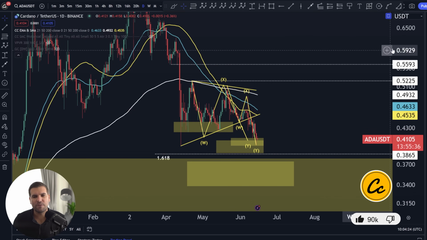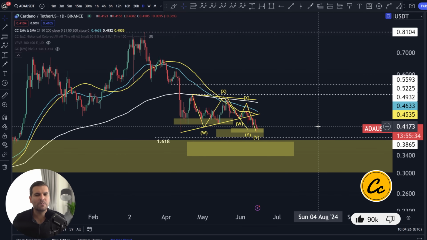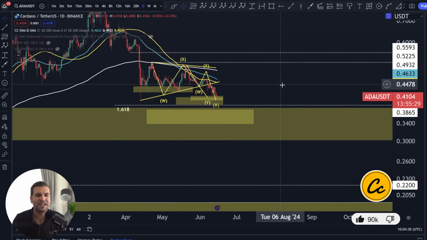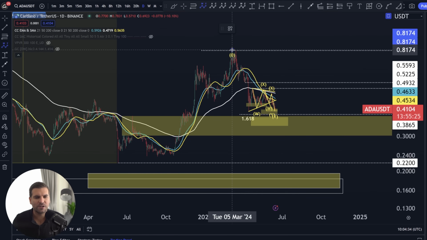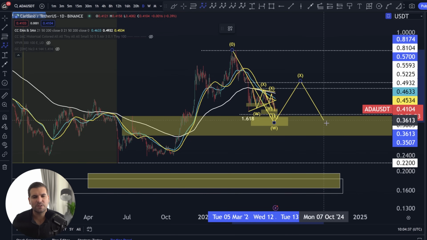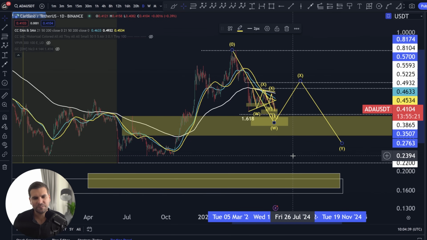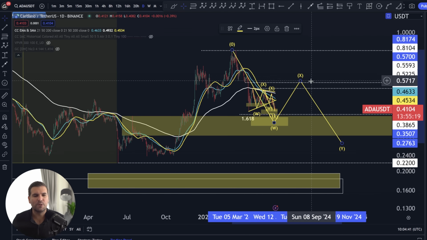that could then mean that we end up with a relief rally significantly higher, heading more towards 55-60 cents before we actually then start another move to the downside under a big three-wave correction. This would be looking something to this effect like so. And in that particular case, we will be having a very aggressive sell-off for Cardano.